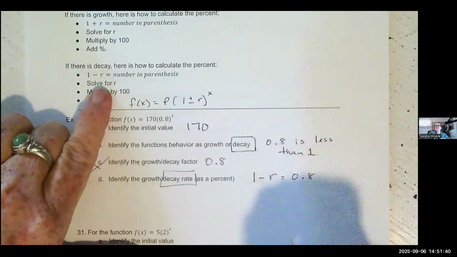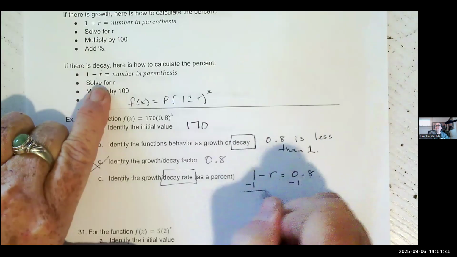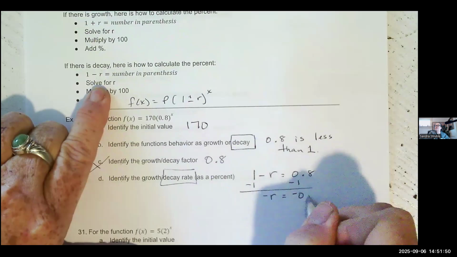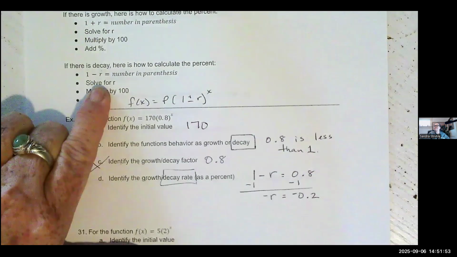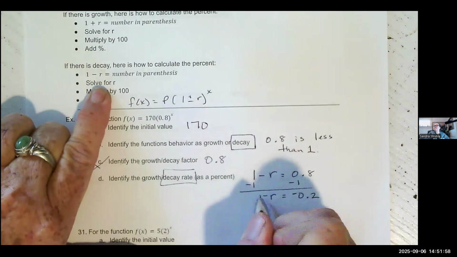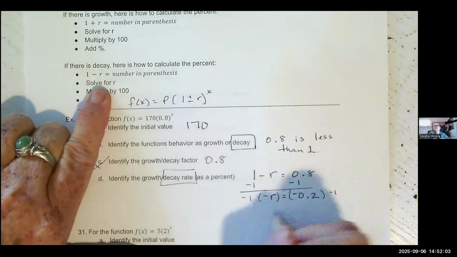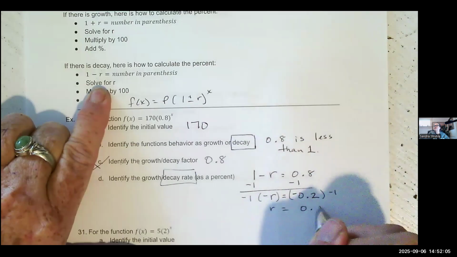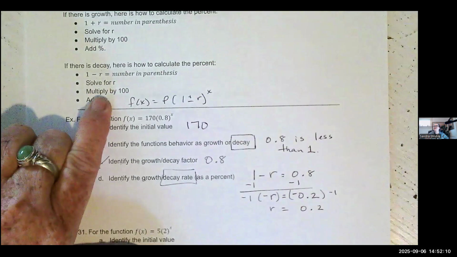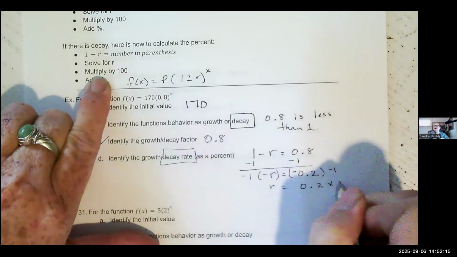That's the next step. So I'm going to subtract 1 from both sides of the equal sign, and I get negative R is equal to negative 0.2. Okay, I need to divide both sides or multiply through both sides by negative 1 to get rid of that negative on the R. So R becomes 0.2. So I've now solved for R. Multiply by 100. I need to take the decimal for the rate and change it to a percent.